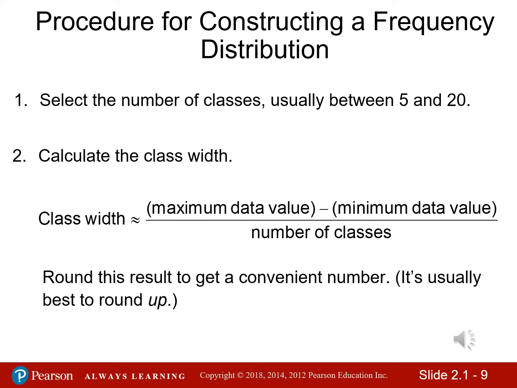The second step is to calculate the class width. We do this by subtracting the smallest value in our data set from the largest value in our data set. Next, you divide that difference by the number of classes you chose. And finally, you will round this result to a whole number, and we usually round up.